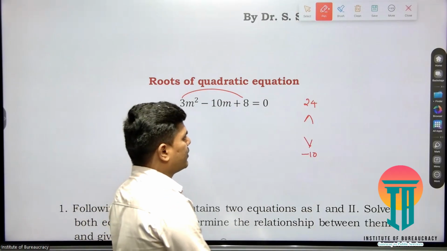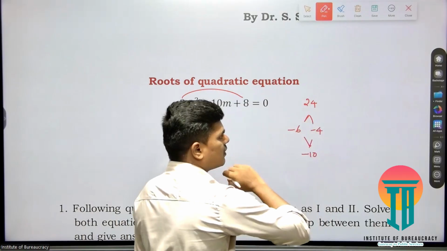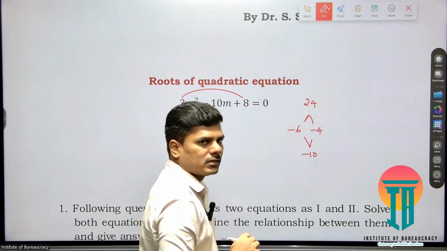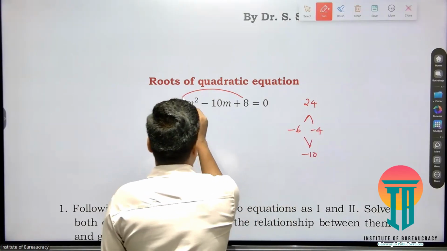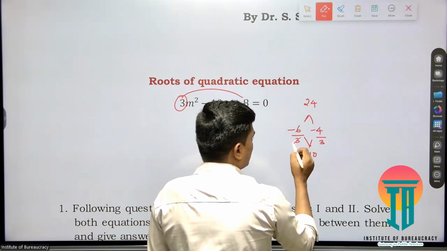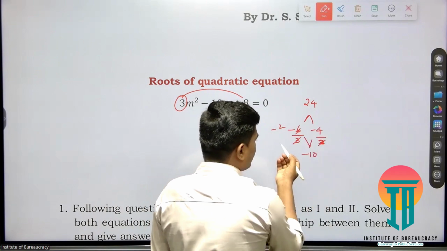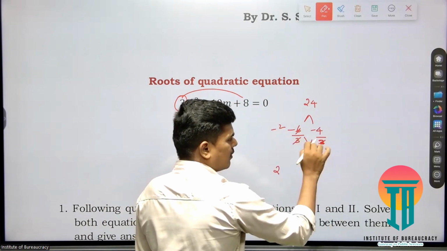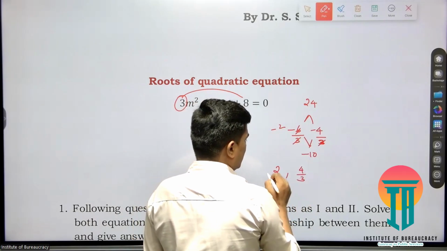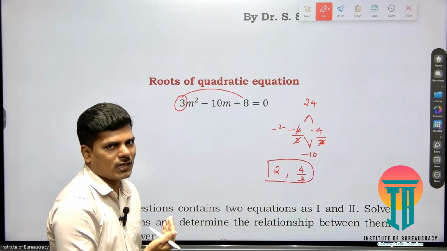What are the two numbers possible here? 6, 4. So if you put minus here, if you multiply them, it is going to be plus 24. If you add them, you'll be getting minus 10. But since you have the coefficient as 3, you have to divide by 3. Then it's going to be minus 2 here, you cannot divide it. So the roots are going to be 2, just multiply by minus, so the roots are going to be 2 and 4 by 3. These are the roots. That's how we find the roots of the quadratic equation.